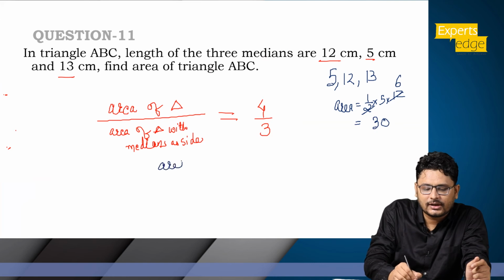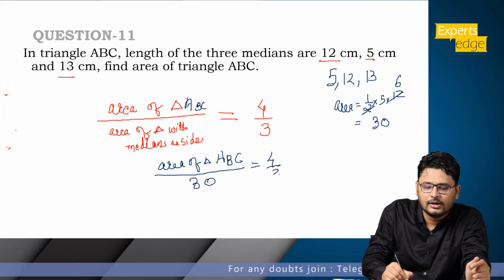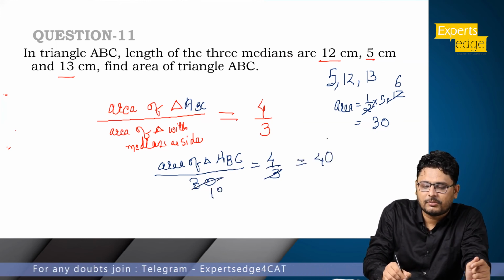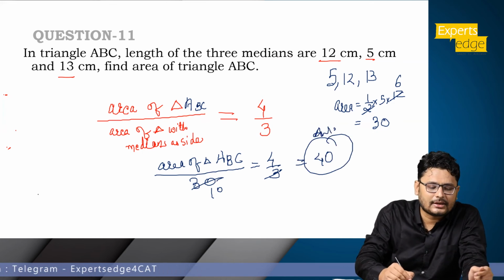So what will be the area of triangle ABC? The denominator is 30. So just solve this. How much will it come? 40, right? So the required answer is this 3, this is 10, and this is 10 into 4. 40 should be my correct answer. Okay. Next question.